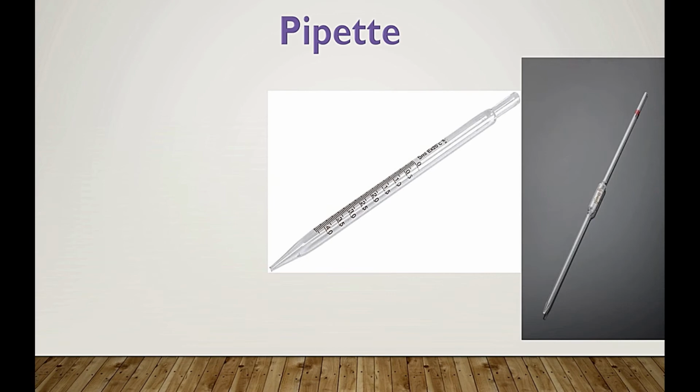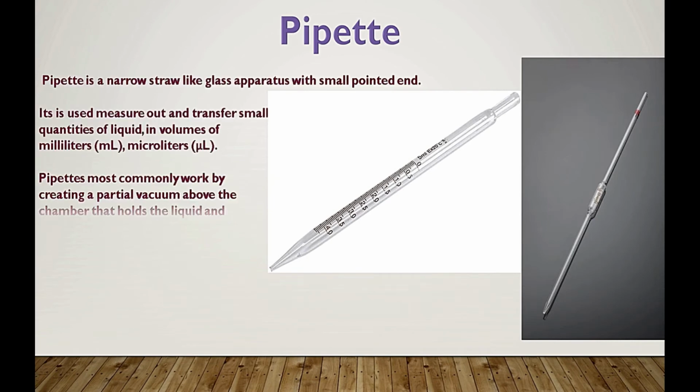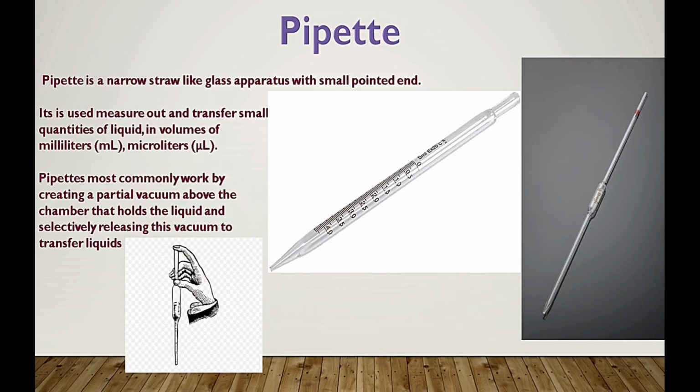Next apparatus is pipette. Pipette is a narrow straw-like glass apparatus with a small pointed end. It is used to measure out and transfer small quantities of liquid in volumes of milliliters or sometimes microliters.